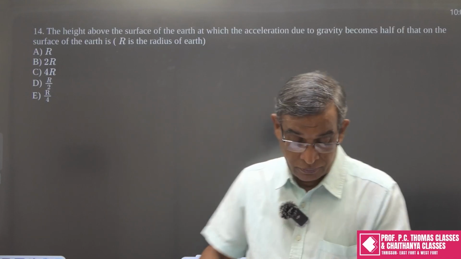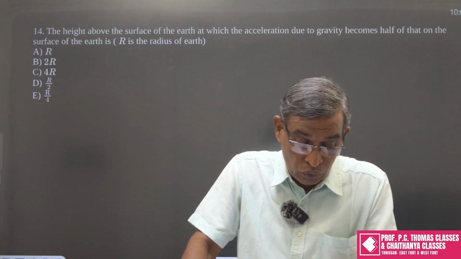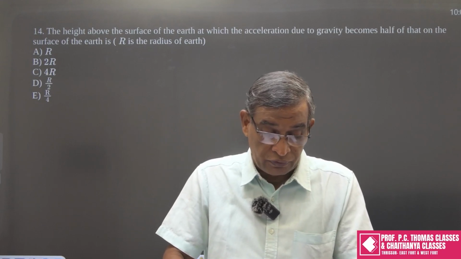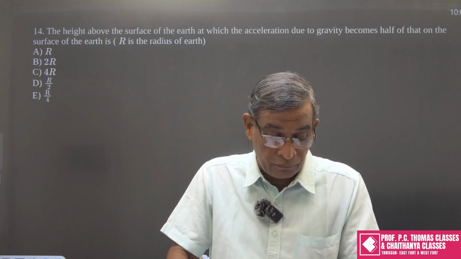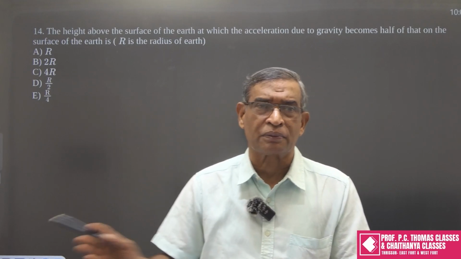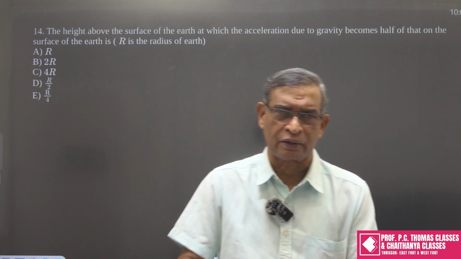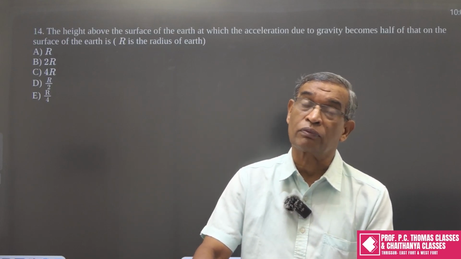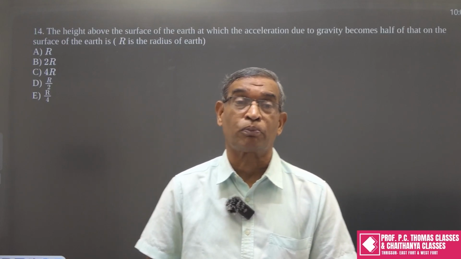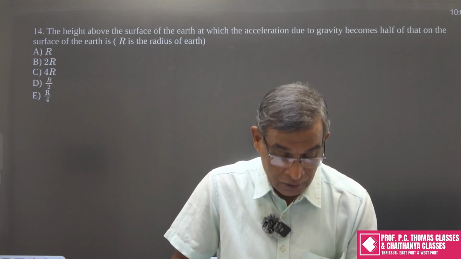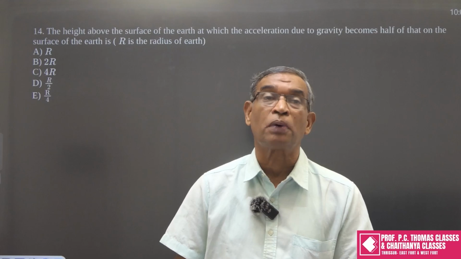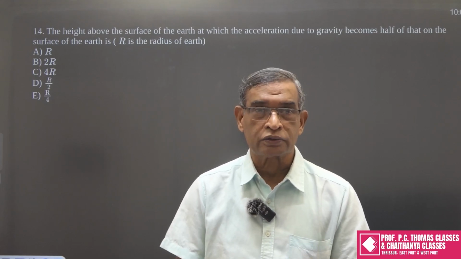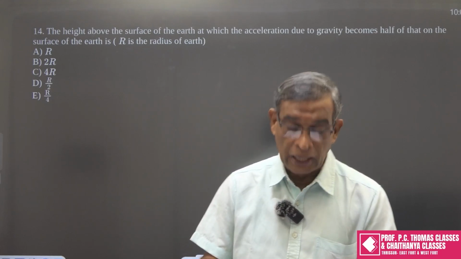The height above the surface of the earth at which acceleration due to gravity becomes half that on the surface of the earth. I am going to repeat the problem again: at what height does acceleration due to gravity become half, that is g by 2? Same formula, same approach. And what is the answer?